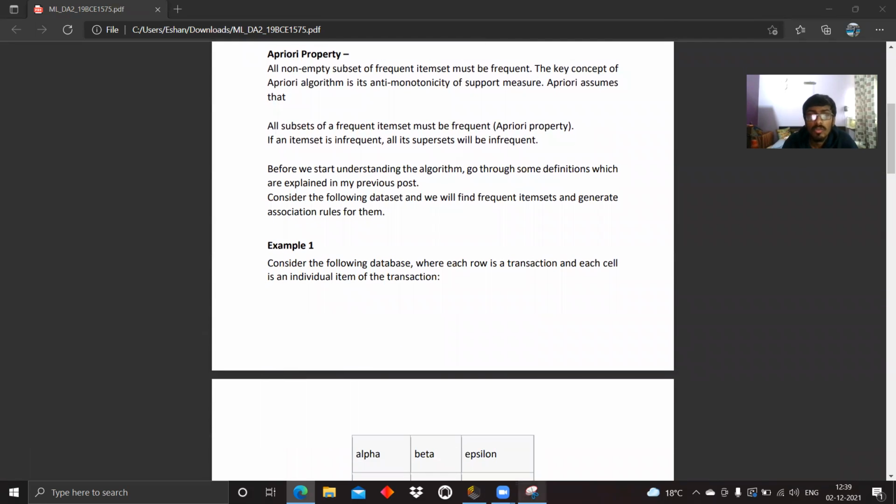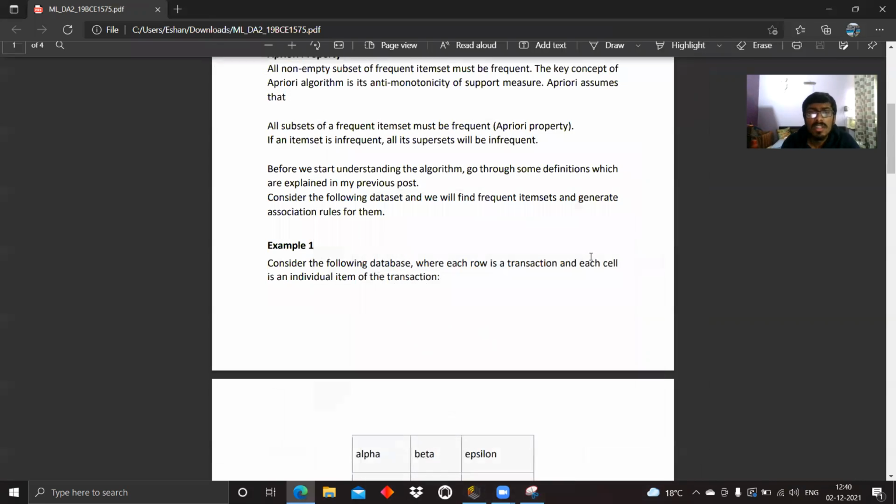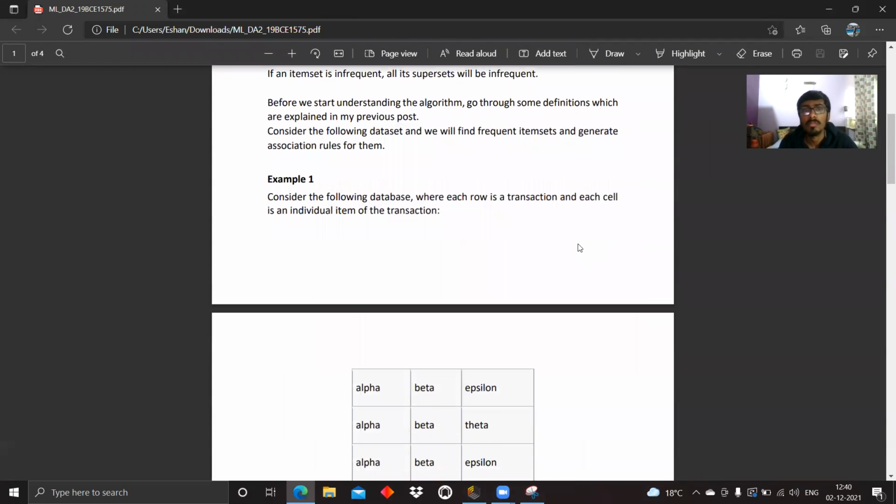Now, before moving on to a few examples, I would like to show you a snippet of the function, how basically the Apriori algorithm looks like. This has been taken from Wikipedia. So I know it looks a bit complex, but once we solve a few examples, it will become clear.